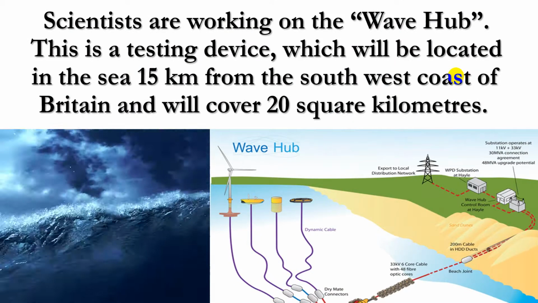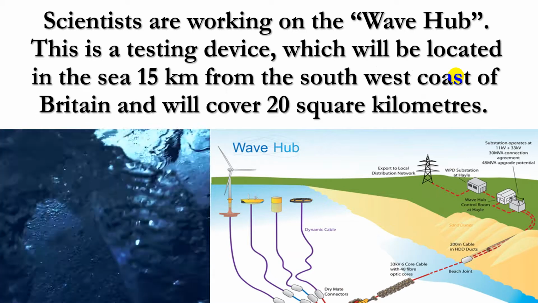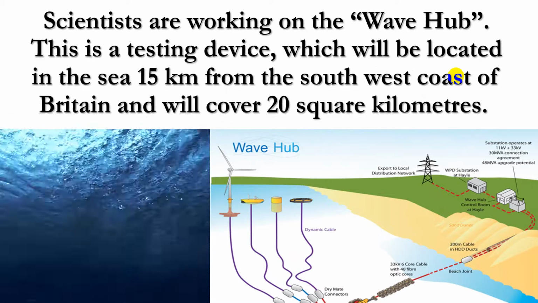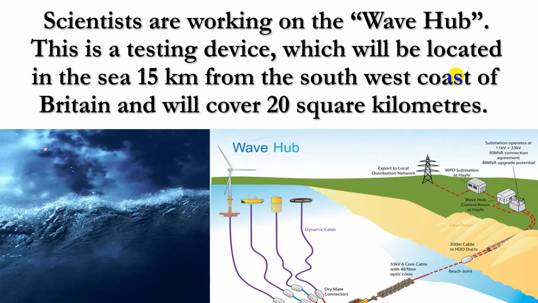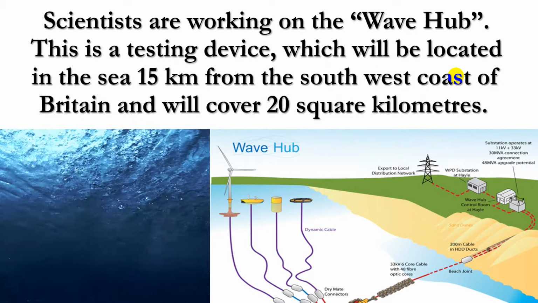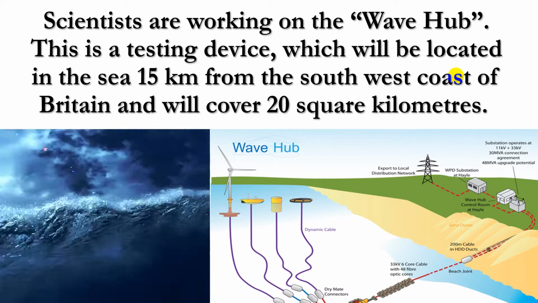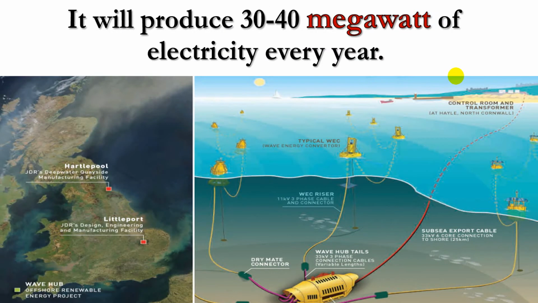Scientists are working on the wave hub. This is a testing device which will be located in the sea 15 kilometers from the southwest coast of Britain and will cover 20 square kilometers. It will produce 30 to 40 megawatts of electricity every year.